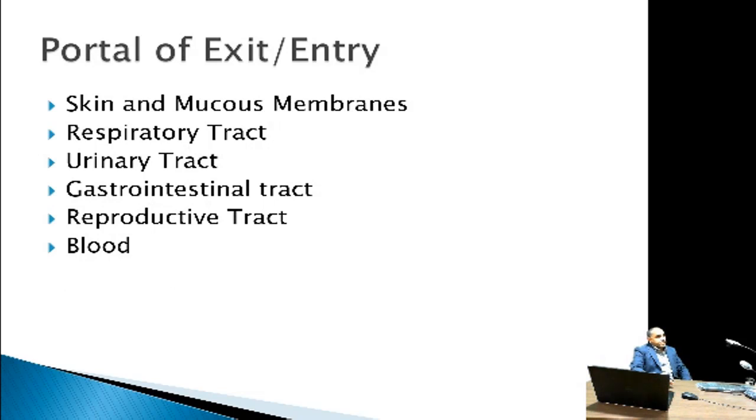Portal of exit and entry. الميكروأورجانيزم ممكن أن يدخل للهوست tissue through the skin and mucous membranes, or through respiratory tract, through urinary tract, also through gastrointestinal tract, reproductive tract, and the blood. And these are the portals of exit and entry of pathogen.